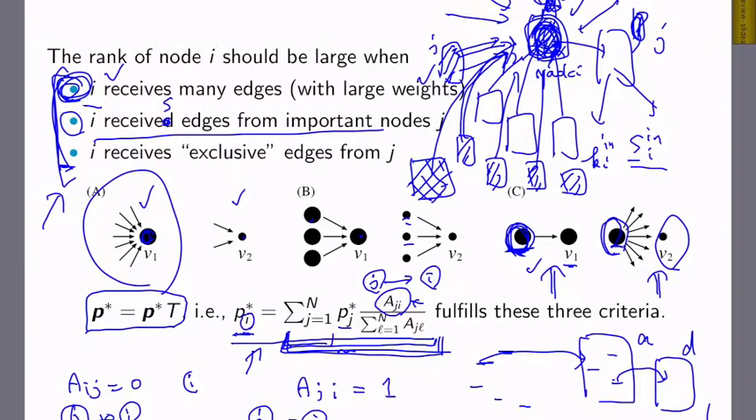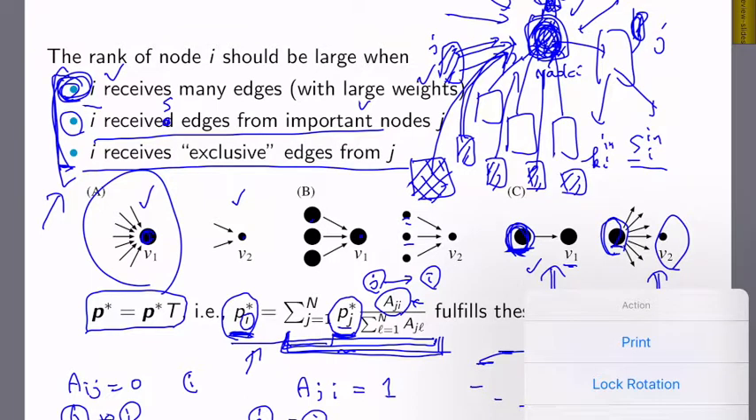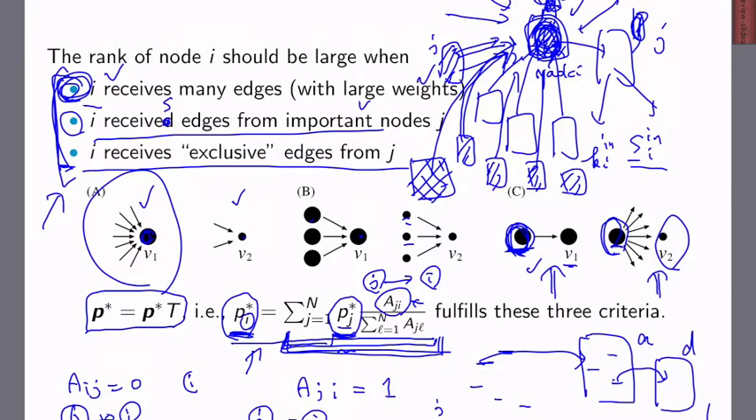Second one: if i receives edges from important nodes, what happens? Important nodes means a large value of, say, p_j. If this value is large, of course it would contribute to the importance of node i as well. So good. Third, i receives exclusive, valuable edges. If j sends many edges, one of which i receives, then it's not good. If j sends just one single edge, which is received by i, it is nice.